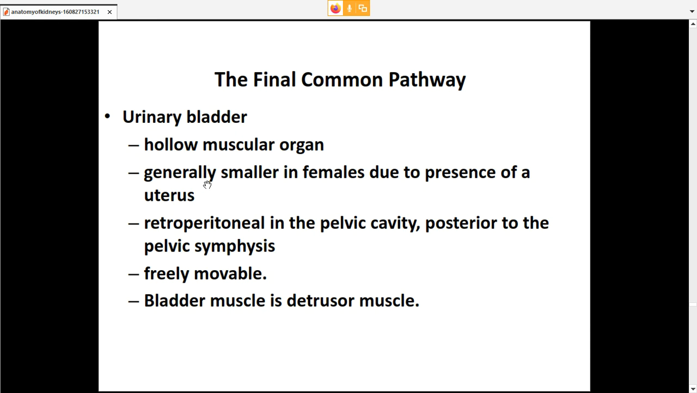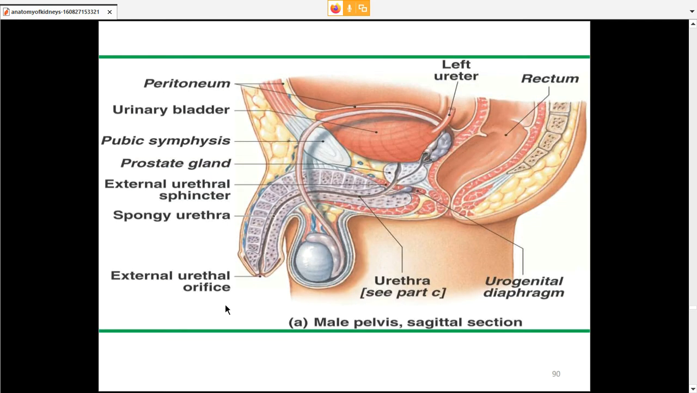So it's a final common pathway, the urinary bladder, a hollow muscular organ. It is generally smaller in females due to the presence of the uterus. It is retroperitoneal, in the pelvic cavity, posterior to the pubic symphysis, and is freely movable. And the bladder muscle is the detrusor muscle. Yes, here you can identify.